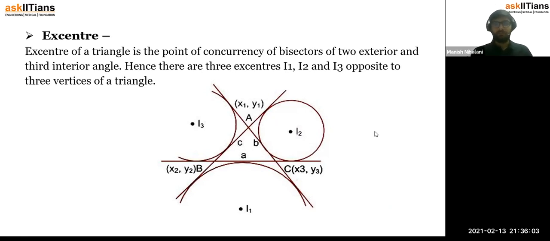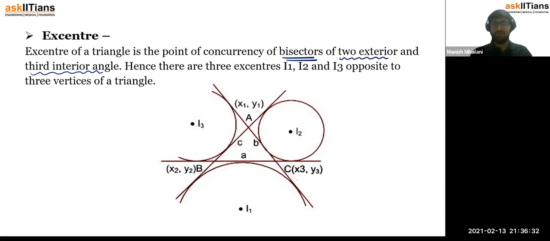Excenter of a triangle is the point of concurrency of bisectors. Okay, so we said the point of concurrency of bisectors was the incenter. Now you are saying it's the excenter. So what is the difference between incenter and excenter? In the excenter, we have two exterior bisectors and one interior angle bisector.